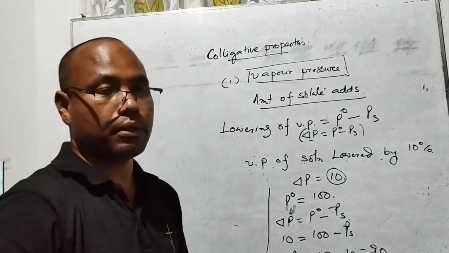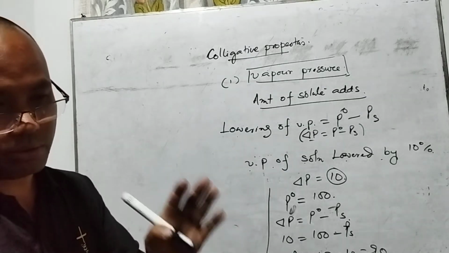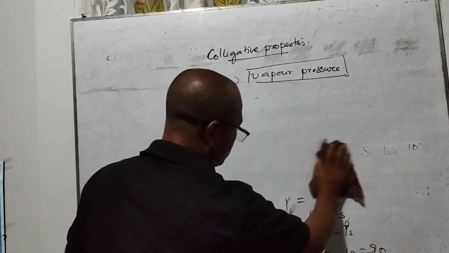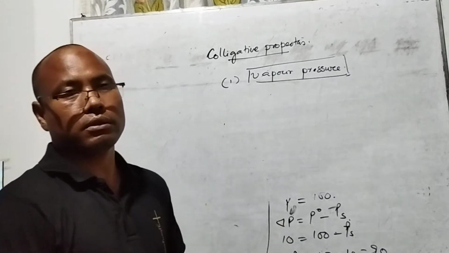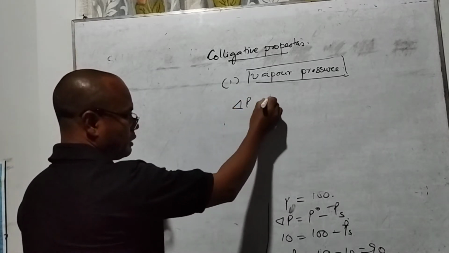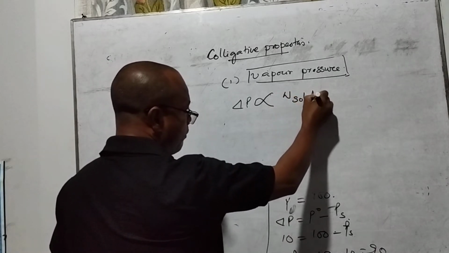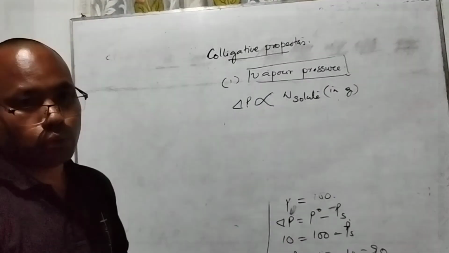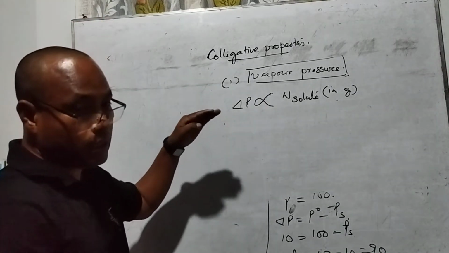But keep in mind that the vapor pressure of the solution is always lower than the vapor pressure of the pure solvent. Now one more thing we remember: how much the vapor pressure lowers when we add some amount of solute. Remember, lowering of vapor pressure is directly proportional to the amount of the solute, W solute, maybe in grams. When you add more, there will be more lowering. When you add less solute, there will be less lowering.